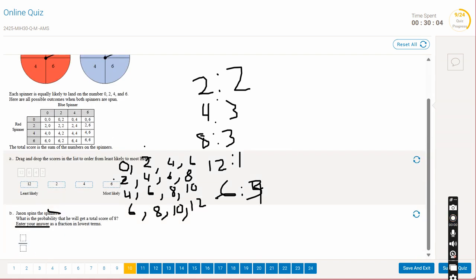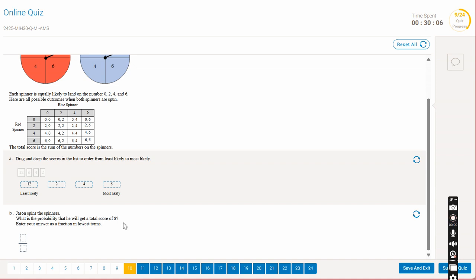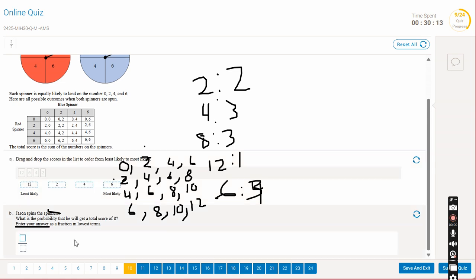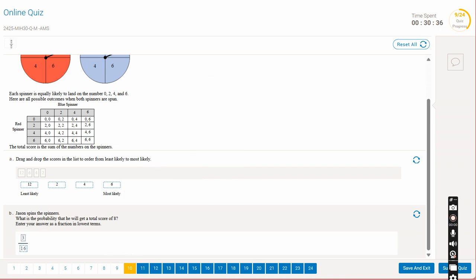The next one, they're asking us, what is the probability that we get a score of 8? Now, what did we study previously? What did we get? That 8 is 3. We're getting it 3 times. So the probability is always the number that you're asking for over the total. So what is the total that we have here? There are four blocks on each row, and there are 4 rows, right? So 16. So 3 over 16 is going to be your answer for this one. And of course, we cannot simplify it.